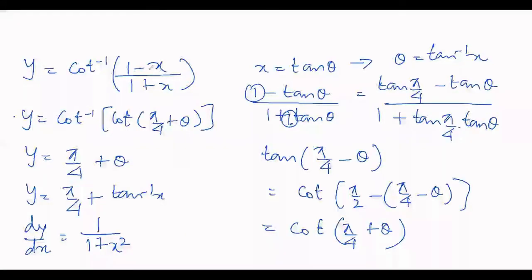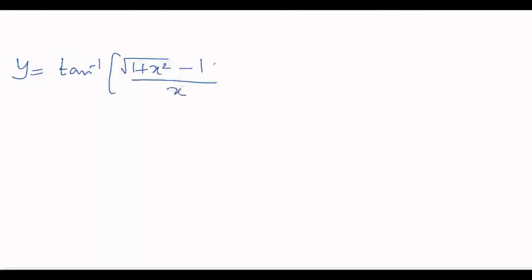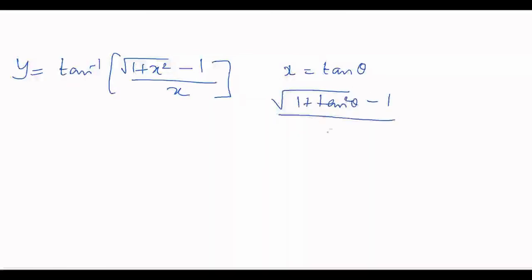Clear this. Next question is y is equal to tan inverse of (square root of 1 plus x squared minus 1) divided by x. So let me use the substitution x is equal to tan theta. Square root of 1 plus tan squared theta minus 1 divided by tan theta. So square root of 1 plus tan square theta is square root of secant square theta, which is equal to secant theta minus 1 divided by tan theta.